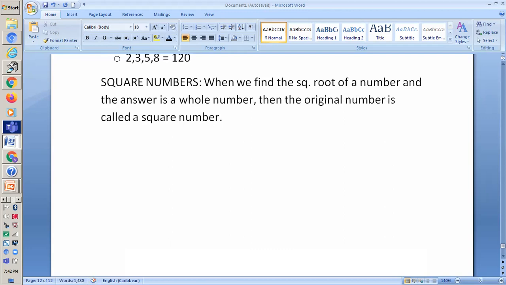Then the original number is called a square number. Example. Now let us try to do this in order. So 1. One's a square number. What will come after 1? 4. 2 would not be a square number, because if you find the square root of 2, you'll get 1 point something. So it's 4. What else?